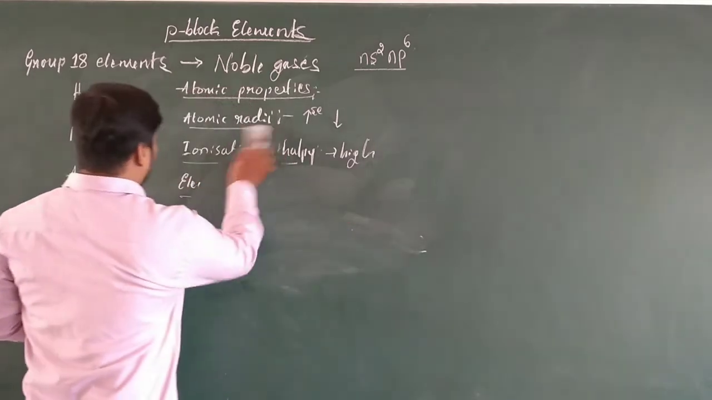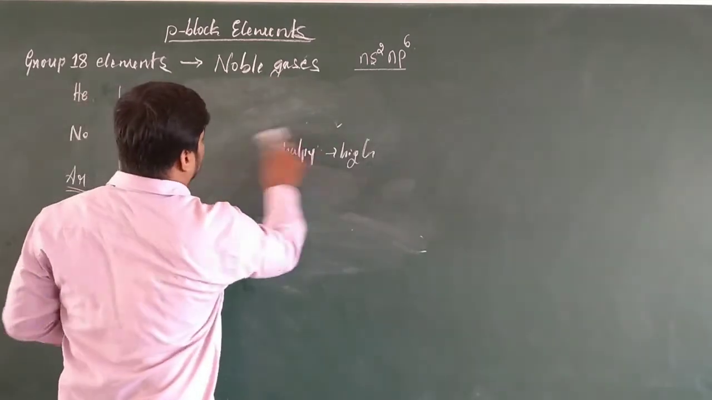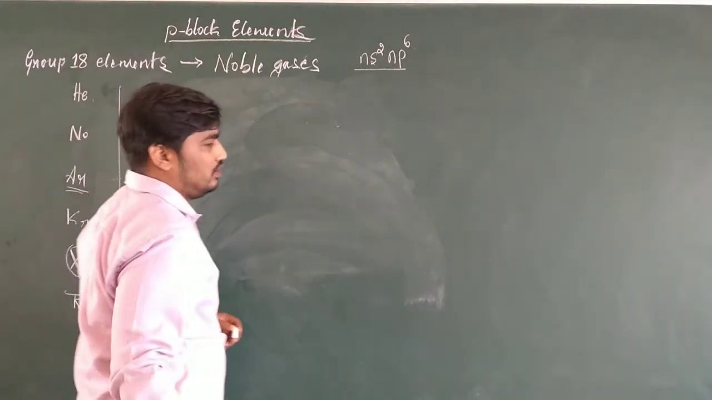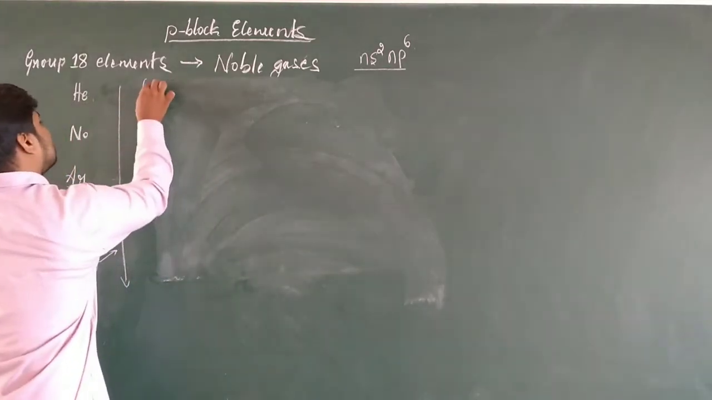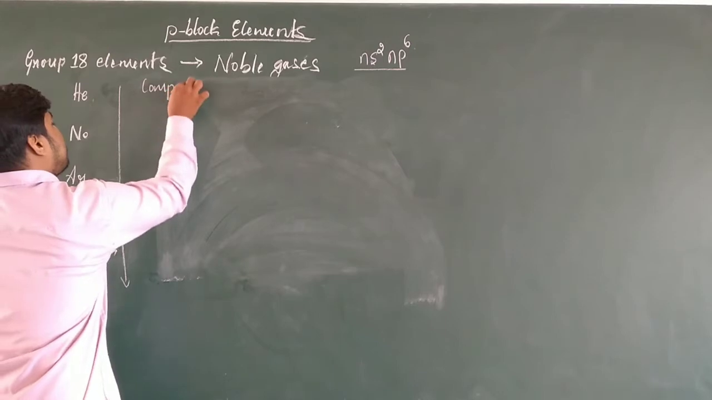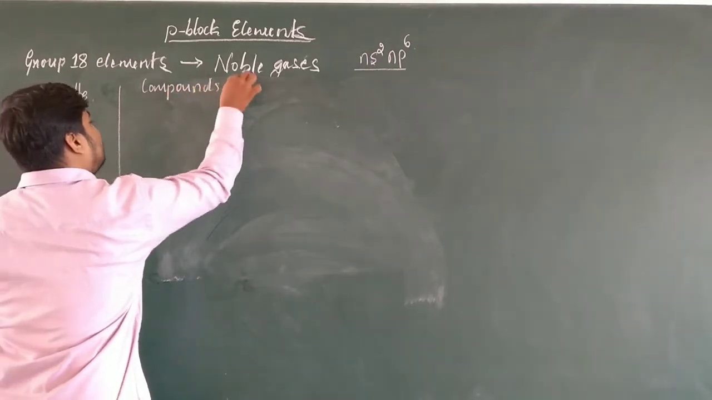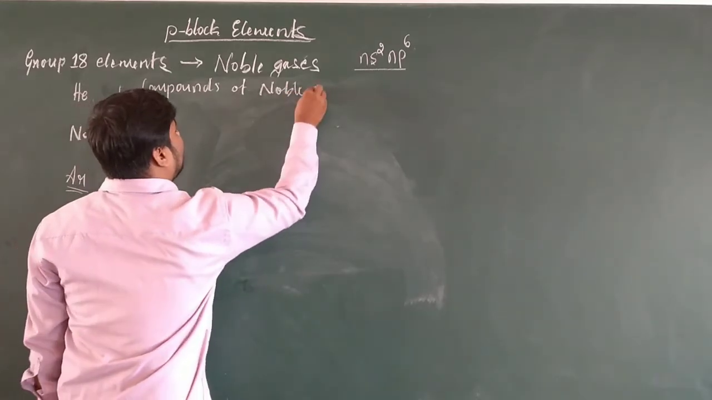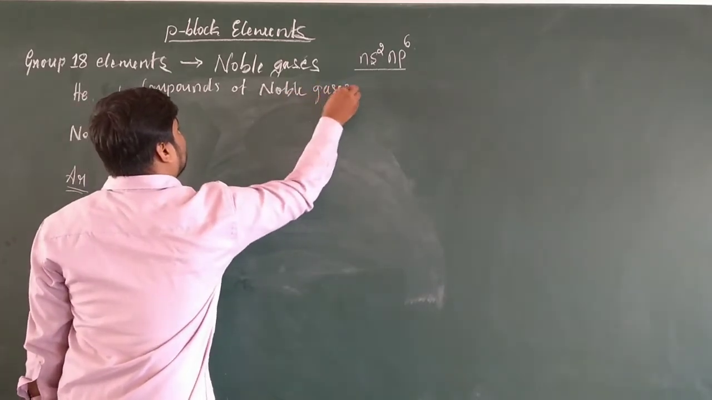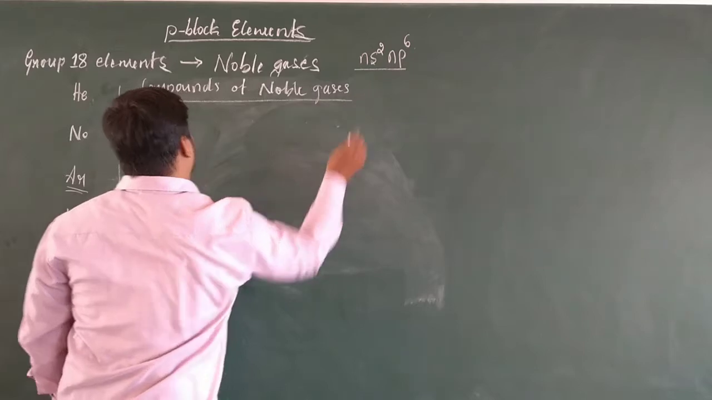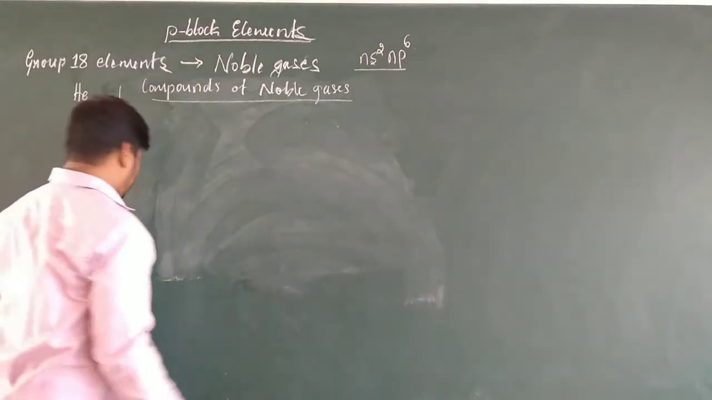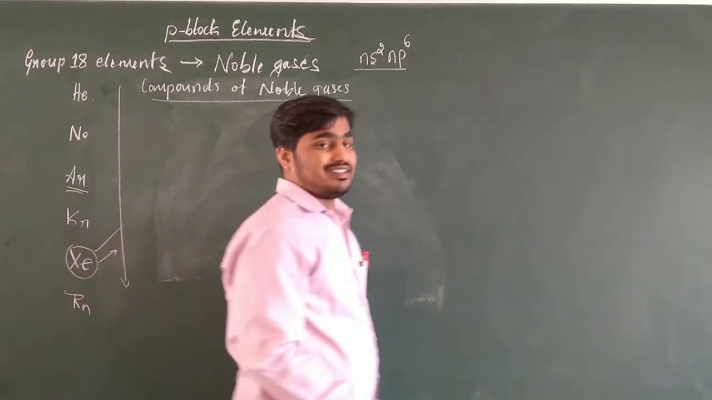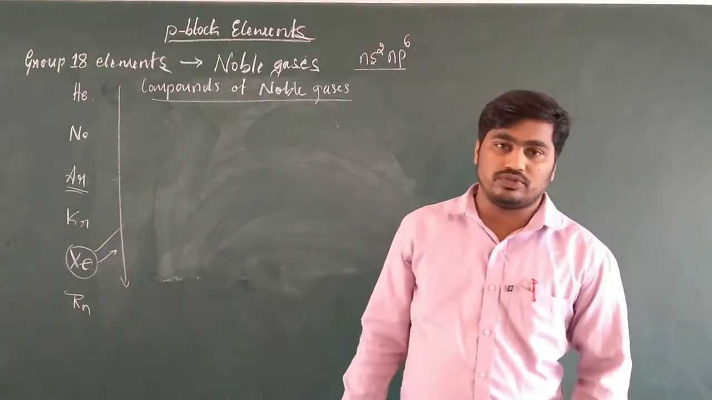This is about the atomic properties of noble gases. Next, compounds of noble gases, or group 18 elements. Only xenon has the tendency to form a few compounds.